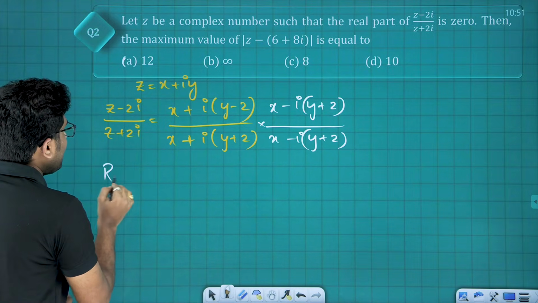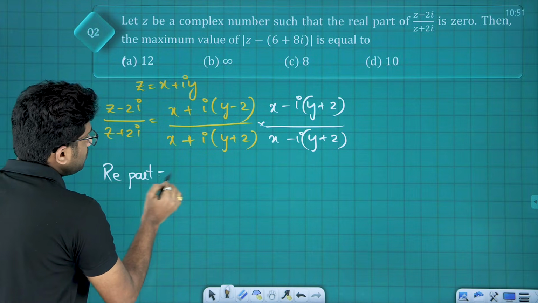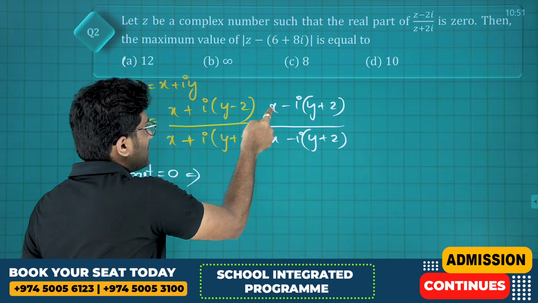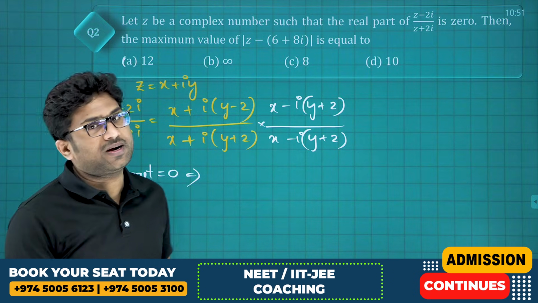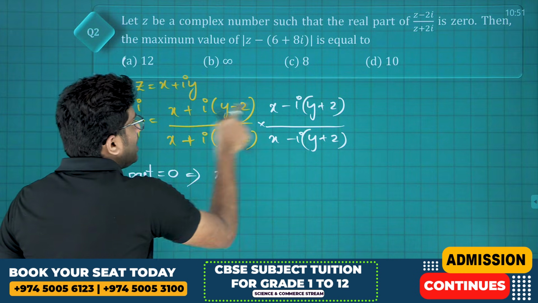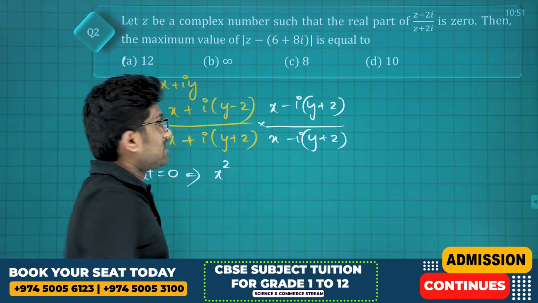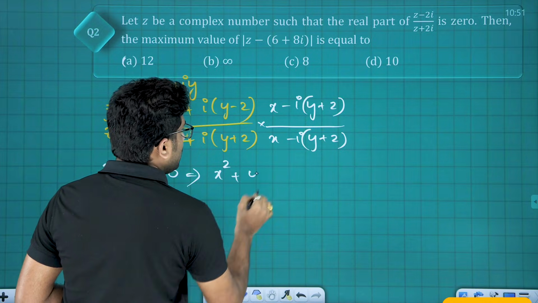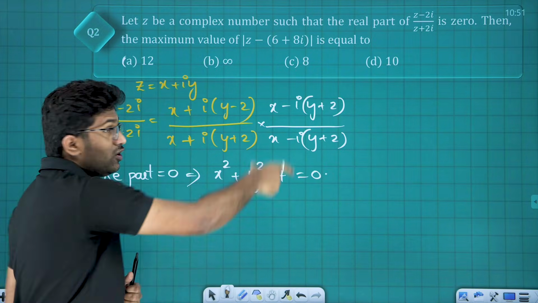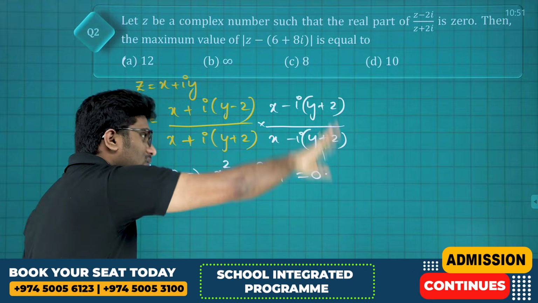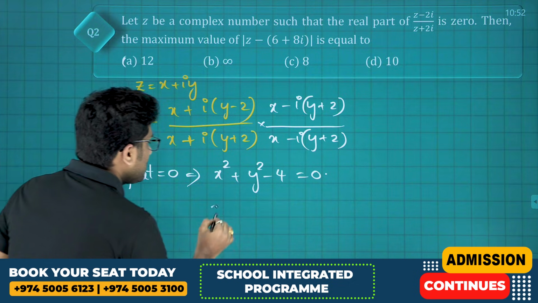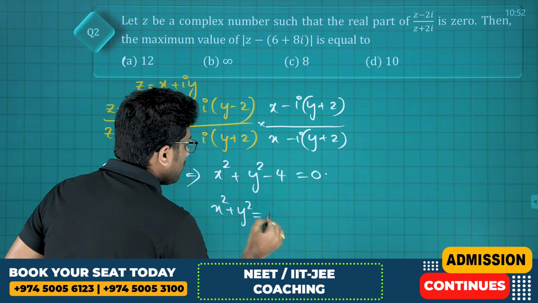So equate the real part to 0 friends. When do we get the real part? We get the real part if the corresponding real parts and corresponding imaginary parts are multiplied. So x into x, x square, i into i square, i square is minus 1, minus 1 into minus, so that is y plus 2 into y minus 2, which is y square minus 4, is equal to 0. There will be a denominator, but when you equate this to 0, the denominator goes to the other side and gets cancelled. So that becomes x square plus y square is equal to 4.